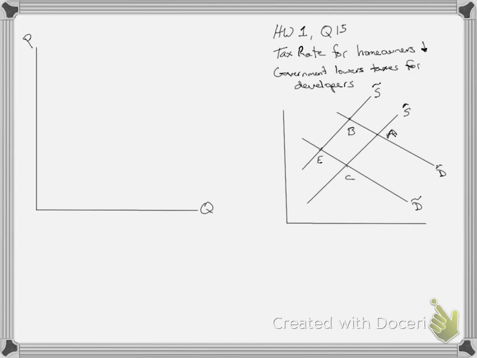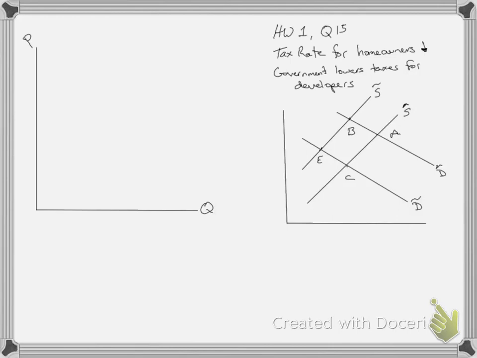Now, the trick to answering this question correctly is to actually not really look at these points A, B, C, and E, because that can kind of lead you down a bad path. I'll show you what I mean in just a second. If we look at the question, we're told that the tax rate for homeowners in California in particular is going to decrease, and then the government lowers taxes for developers. So we've got two things happening in the housing market, and if you try to focus on this particular graph right here, it's really easy to get lost and say, I'm not really sure where I started or where I ended. So here's how I'd approach this.